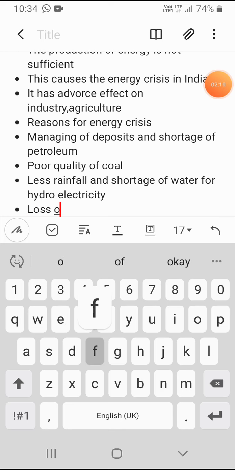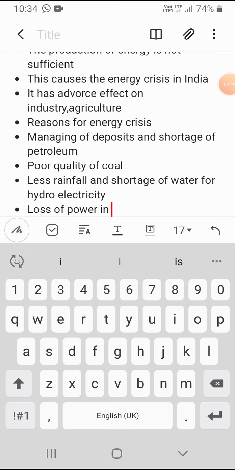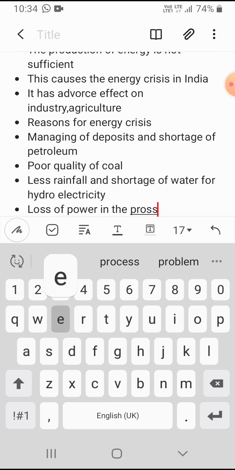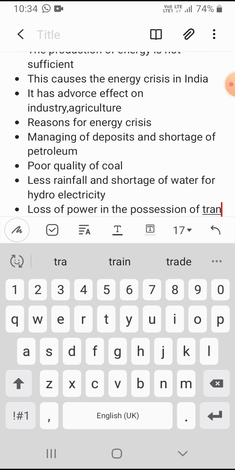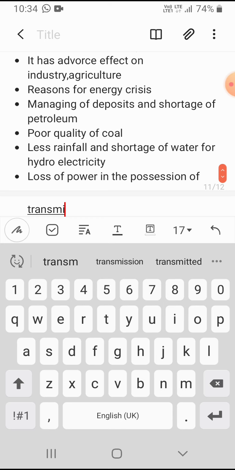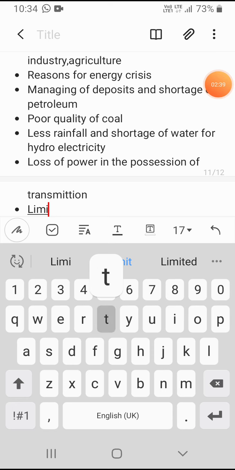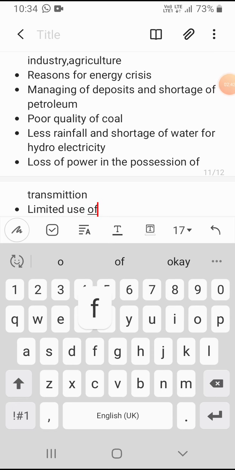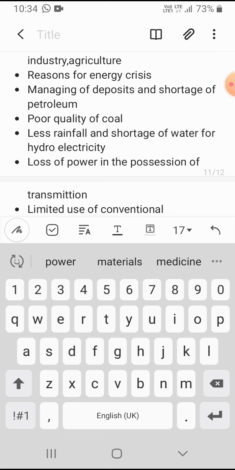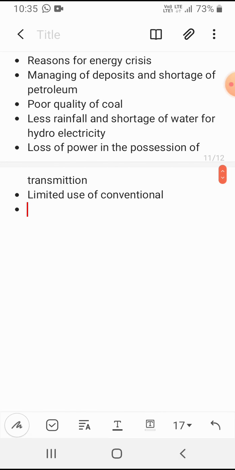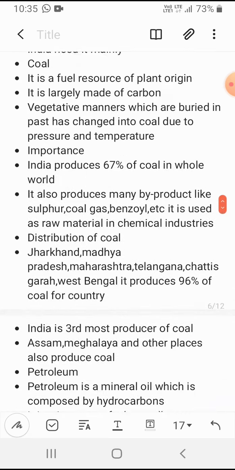Loss of power in the process of transmission is another reason. Also, limited use of conventional energy like coal and petroleum. Because of that we are also getting an energy crisis. These are the reasons they may ask questions about.